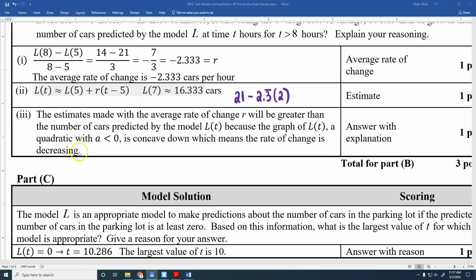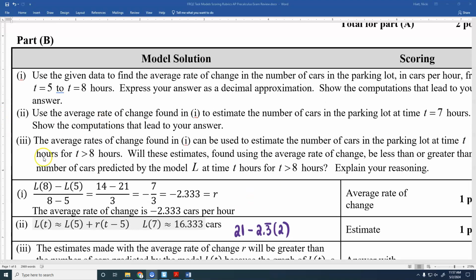All right, this third part, I actually confused myself on in the second period on what exactly they're looking for here. But the question on the third part says the average rates of change found in 1 can be used to estimate the number of cars in the parking lot at time t hours for t greater than 8 hours. Will these estimates found using the average rate of change be less than or greater than the number of cars predicted by the model at t hours for t is greater than 8 hours? Explain your reasoning.